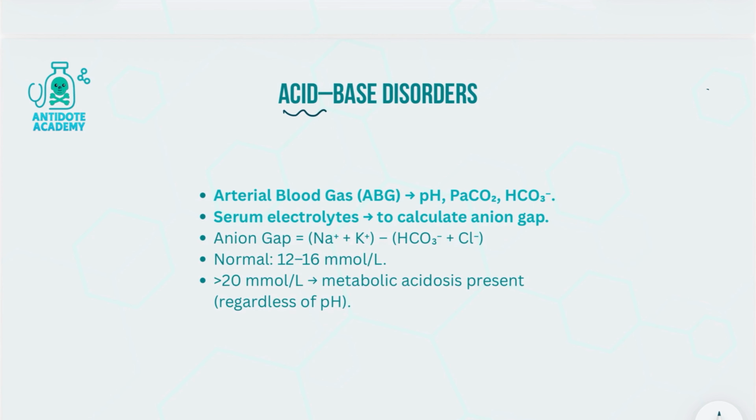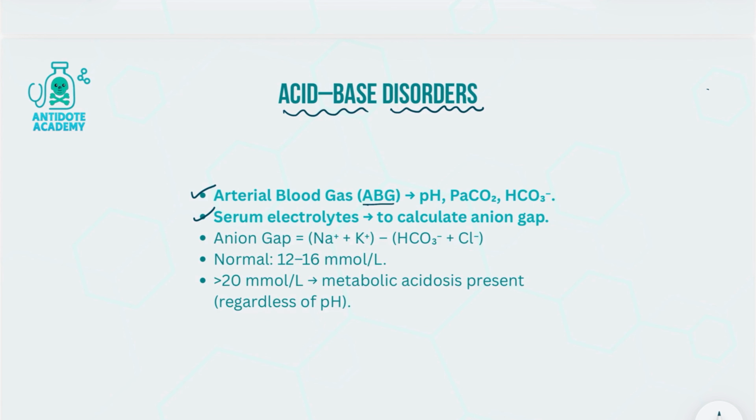So in acid-base disorders, we check whether the blood is very acidic or very basic, which can be dangerous. How do we check those acid-base disorders? We check via arterial blood gas, the ABG method, or serum electrolytes.